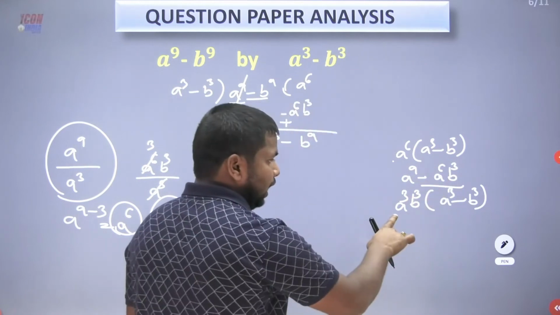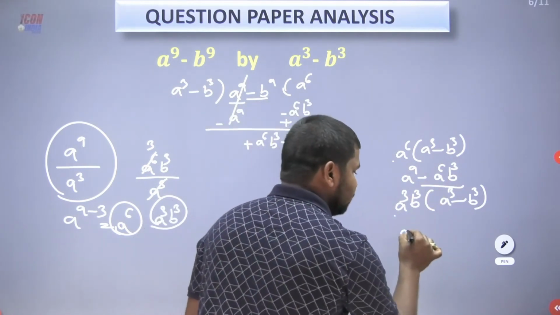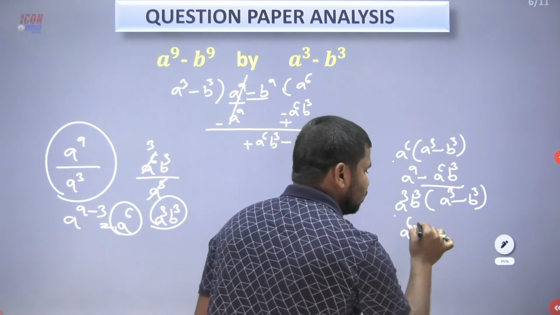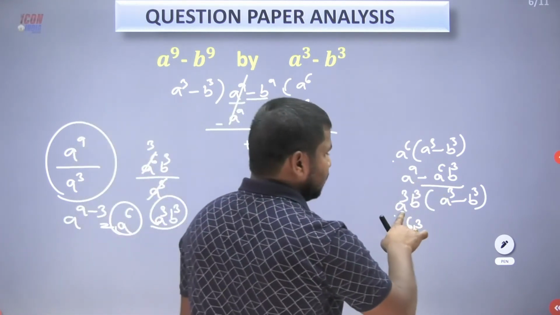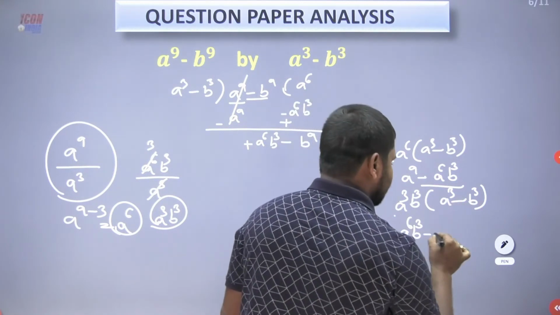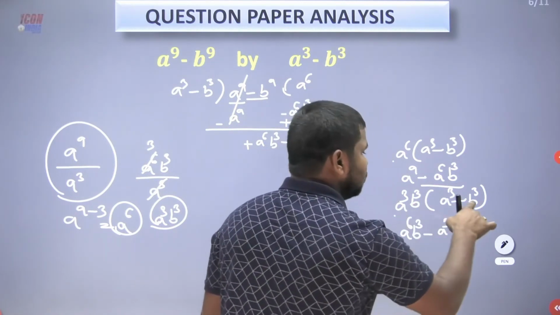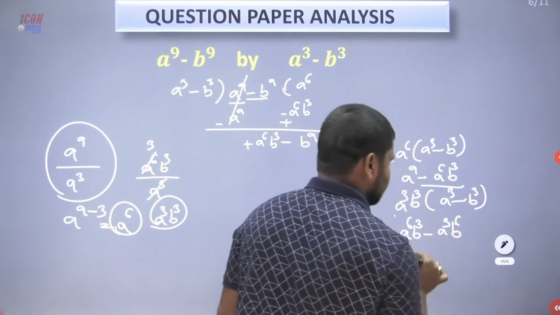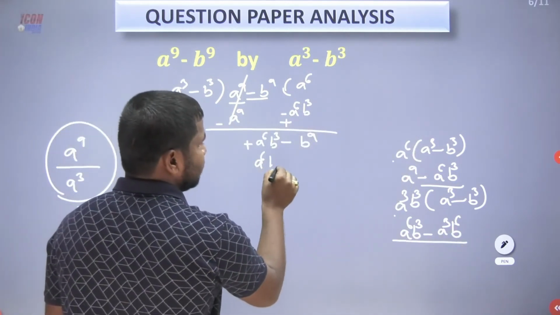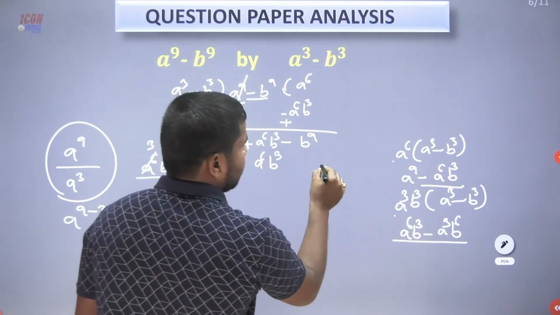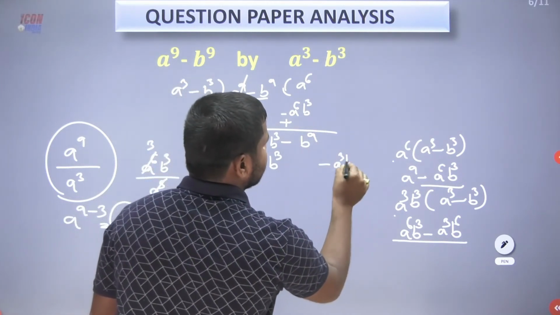So a to the power of 3 into a to the power of 3 will become a to the power of 6, and b to the power of 3 is as it is. After that, a to the power of 3 into b to the power of 3 will become b to the power of 6. So here we need to substitute this value: a to the power of 6, b to the power of 3, minus a to the power of 3, b to the power of 6.